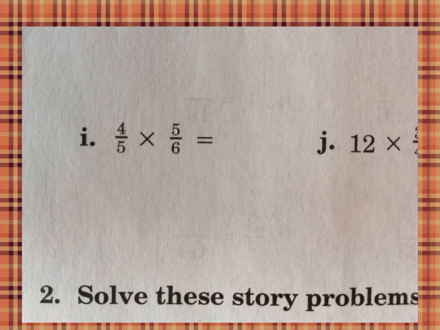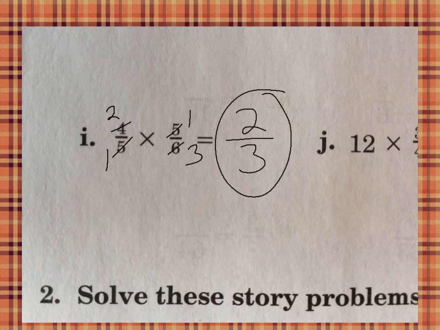I. This here doesn't have a mixed number, so we can just get going on it. 4 and 6, 2 goes into both. 2 goes into 4 2 times. 2 goes into 6 3 times. 5 and 5, 5 will go into both. 5 goes into 5 1 time. 5 goes into 5 1 time. Now let's multiply across. 2 times 1 is 2, and 1 times 3 is 3. We get an answer of 2/3.